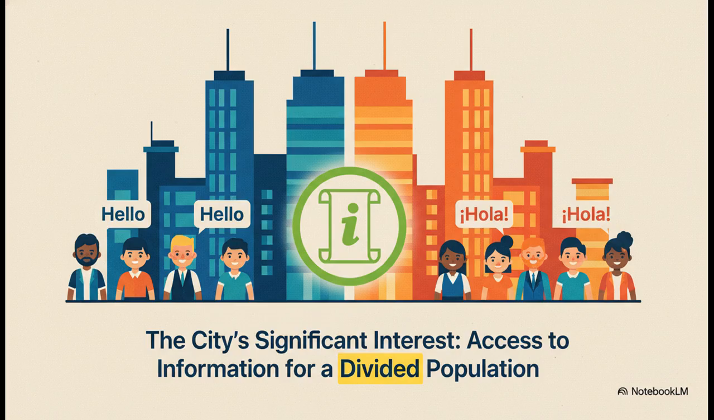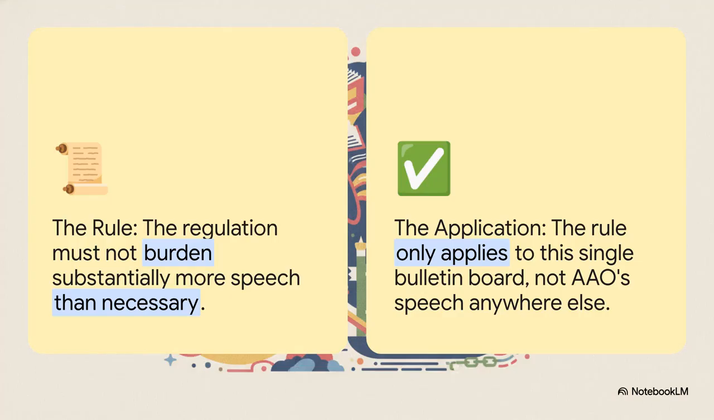First prong, does the rule serve a significant government interest? I mean, does the city have a good reason for this? Yeah, you bet they do. They have a population that's literally split 50-50 between English and Spanish speakers. Making sure everyone can understand what's being posted, that is absolutely a significant government interest. So part 1 is a pass. All right, on to part 2. Is the rule narrowly tailored? Now this sounds fancy, but it just means the rule can't be overbroad.